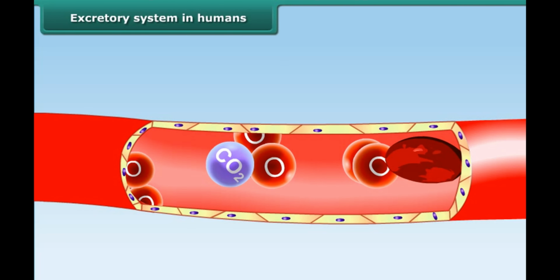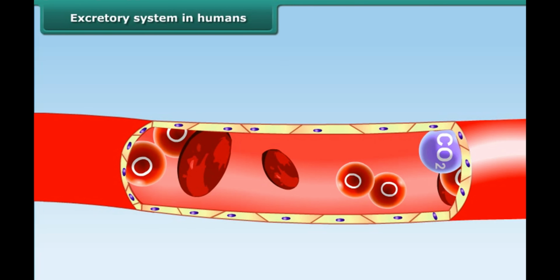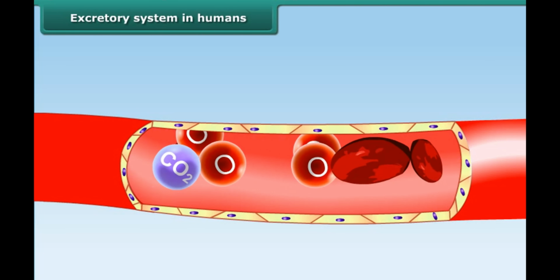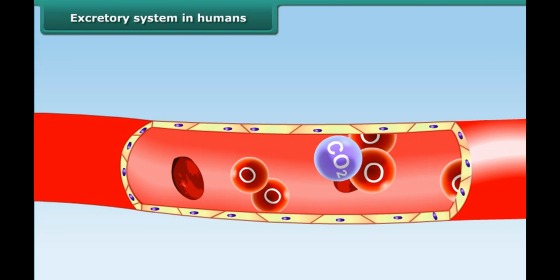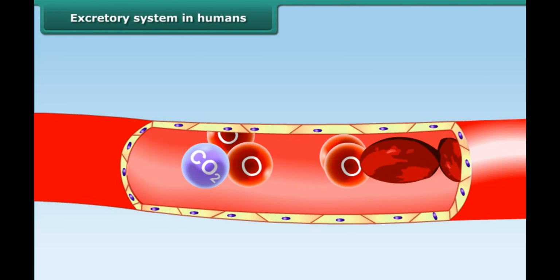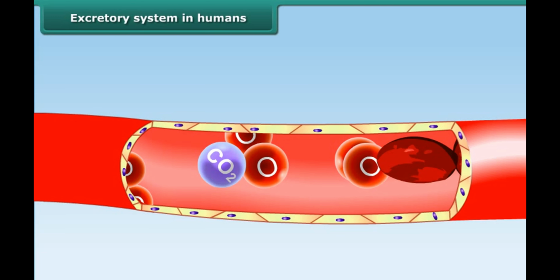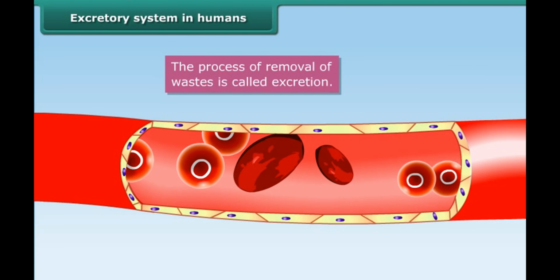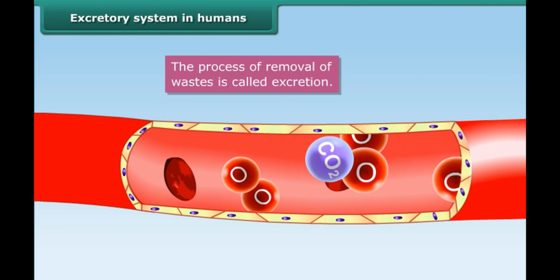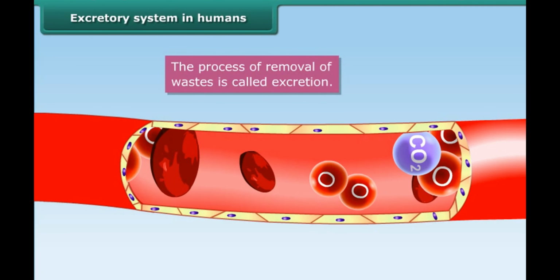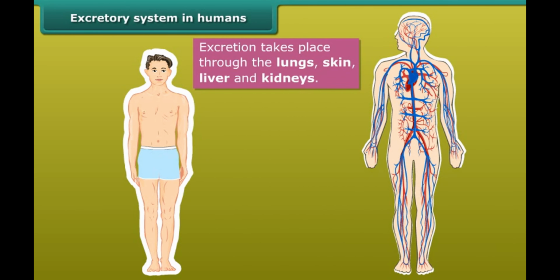These wastes are carbon dioxide, water, salt, urea and uric acid. They are the result of the metabolic activities of the body. Since they are toxic, they must be removed from the body. The process of removal of wastes resulting from metabolism is called excretion. Excretion takes place through the lungs, skin, liver and kidneys.